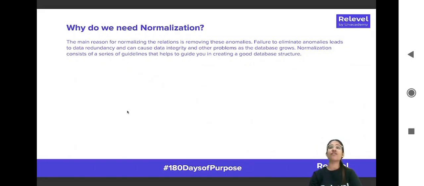Normalization consists of a series of guidelines and multiple steps that help you to create a good database structure. So we will actually study different normal forms, different guidelines, which help to ensure that we get a good database structure. Okay, data integrity is one word you see over here. There is a video on relation modeling where we have talked about data integrity. So if you have not watched that video before, I would recommend watching it as well to understand what data integrity means. It's basically a problem that gets introduced in databases sometimes, and normalization helps to get rid of these problems.